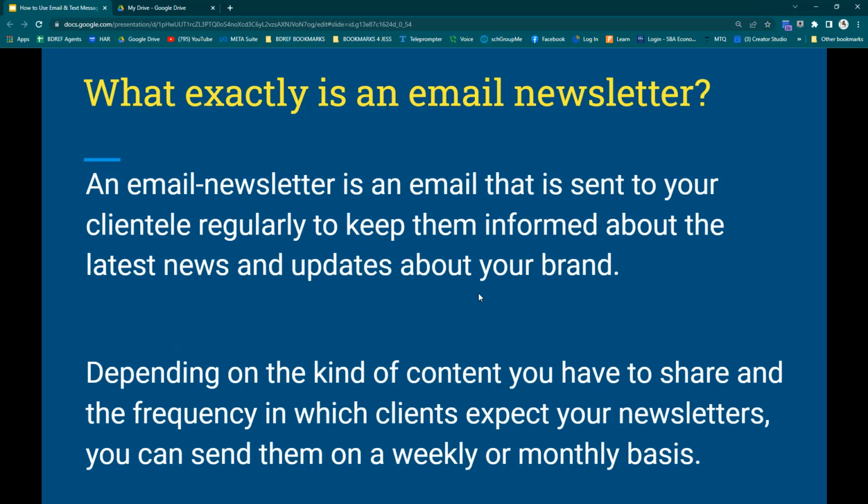Even if you want to educate your clientele on something, maybe renovating their house before they sell, this is a great platform and a way for you to get that information distributed to them. Depending on the kind of content you have to share and the frequency in which clients expect your newsletter, you can send them on a weekly or monthly basis. So it's up to you how frequently you distribute your newsletter. Maybe you have a routine that you do consistently within your business, then you can use the newsletter as a way to inform them. Kind of like when you get those neighborhood newsletters from your HOA.